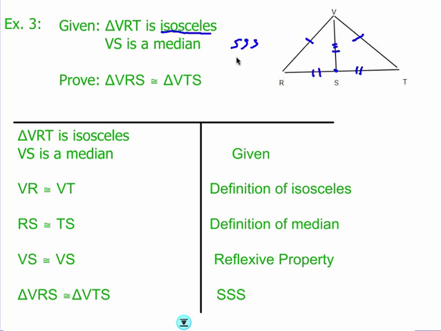And there you go. You've seen three examples on how to prove triangles are congruent. All you need to do is use your given information to figure out what you know about the triangles, figure out which congruence theorem is the best one to use to prove it, and then just write out your proof.